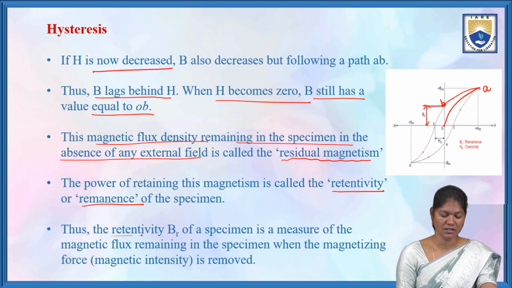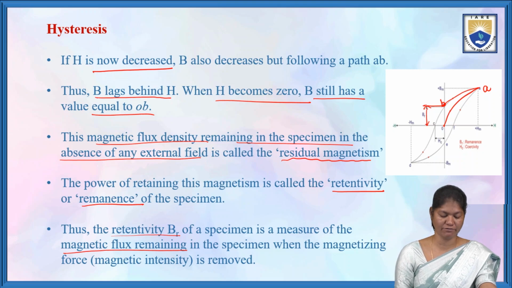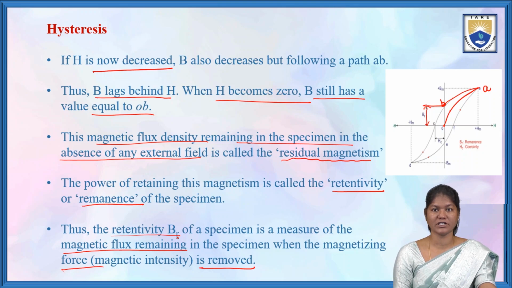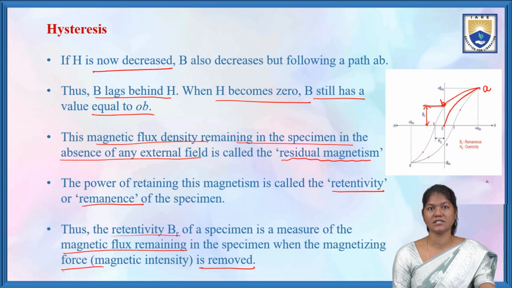Thus, the retentivity BR of a specimen is a measure of the magnetic flux remaining in the specimen when the magnetizing force is removed.